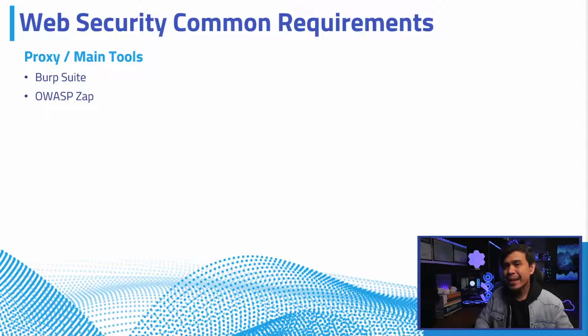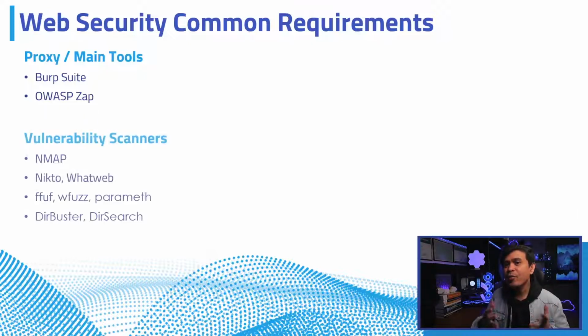It also has an API integration with Python, and it has 3 versions: Community, which is free, or the paid versions, Professional and Enterprise. We also have OWASP Zap, which is an alternative to Burp Suite. It's free and open source. You also need to familiarize yourself with vulnerability scanners, such as Nmap. It's very popular and it's an all-around scanner not only for web applications. Nikto and WhatWeb, on the other hand, are more dedicated to web applications.